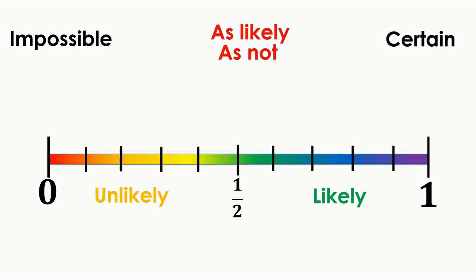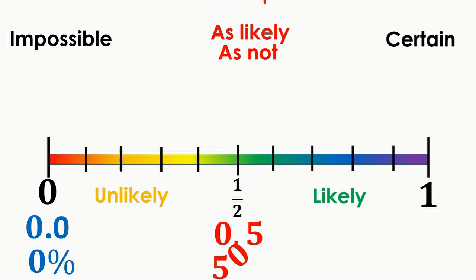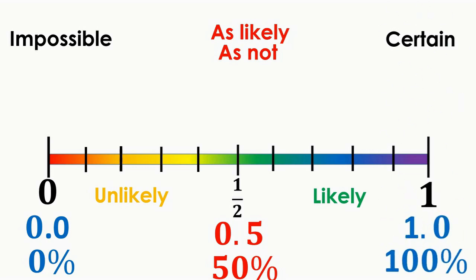Oh, and in addition to fractions, it is also common to write probabilities as decimals or percentages, since you can easily convert between those three. A probability of 0 is the same as 0.0 or 0% chance of something happening. A probability of 1/2 is the same as 0.50 or 50% chance of something happening. And the probability of 1 is the same as 1.0 or 100% chance of something happening.